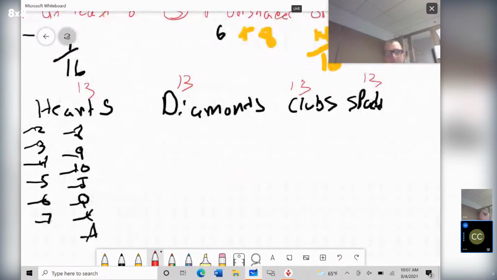So a standard deck of playing cards has 52 cards. And there's 13 in each suit. Diamonds would have 13, clubs would have 13, and spades would also have 13 cards.